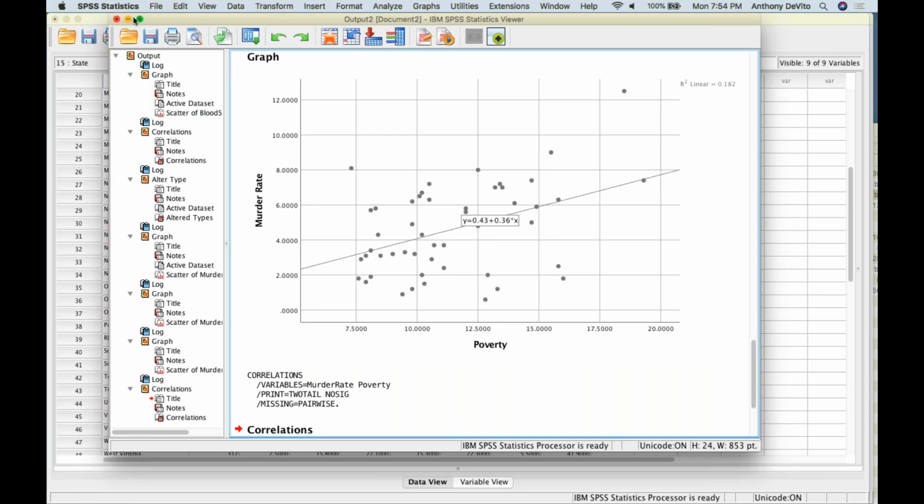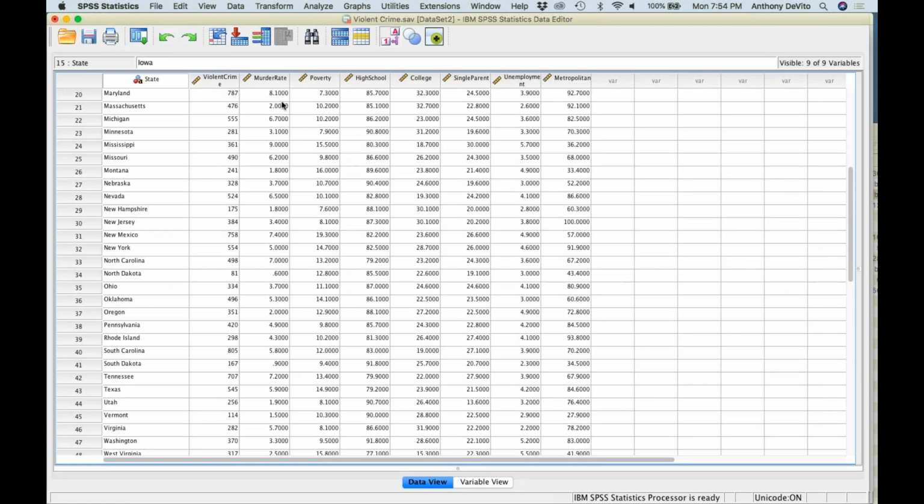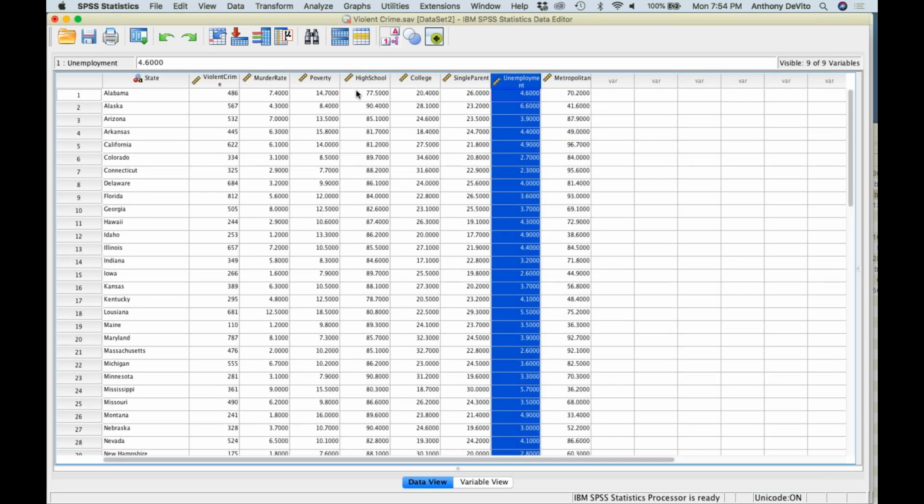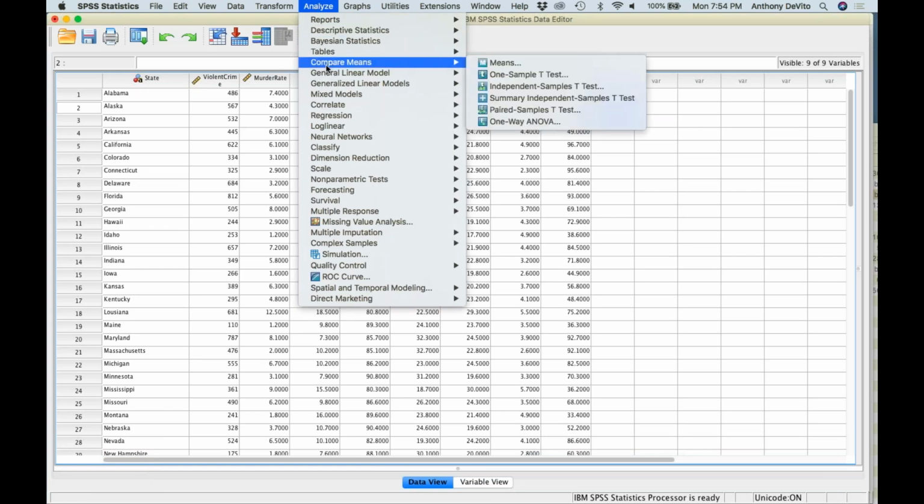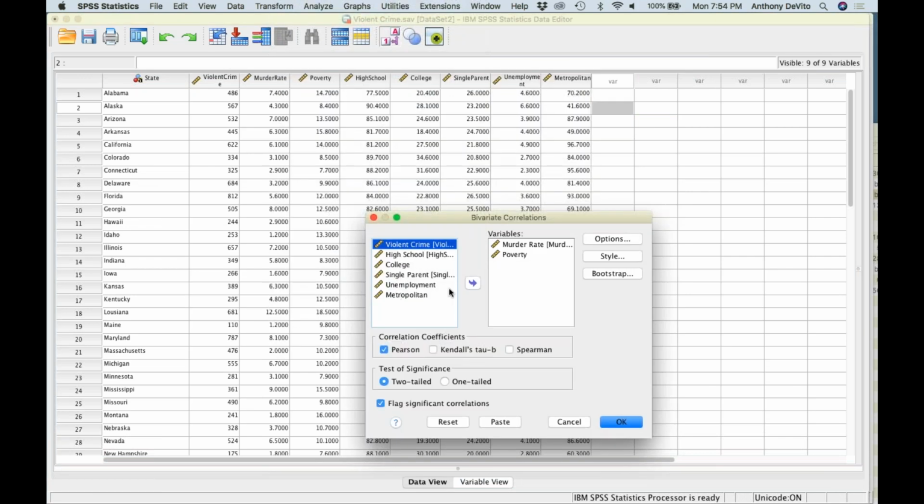Okay, so let me see if I can find one that is a negative correlation. And I might even be able to find one in this same data set. How about the unemployment rate and the poverty rate? As the unemployment rate goes up, the poverty rate probably goes up. How about high school graduation and poverty rate? How's that? Let's give that a try. Let's say correlate, bivariate. I'll put poverty rate in there, and I'll move high school graduation, and I'll click OK.